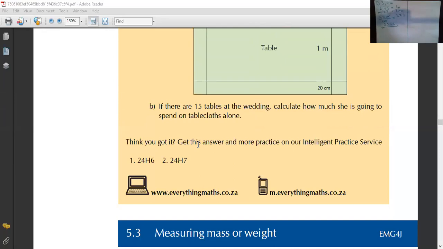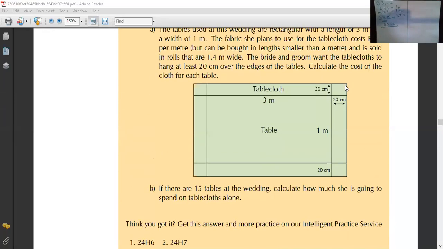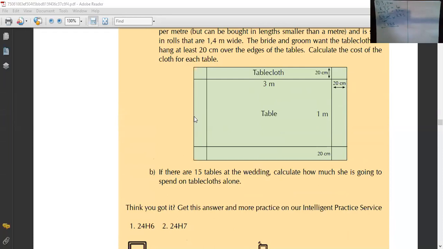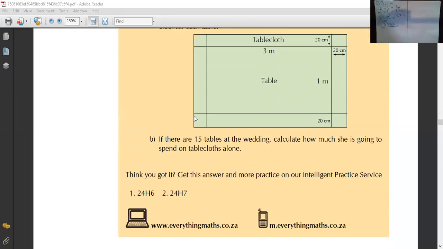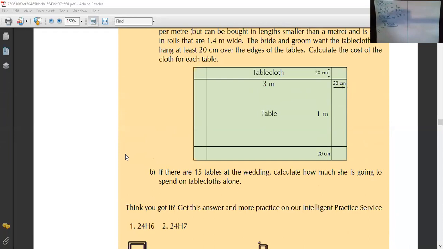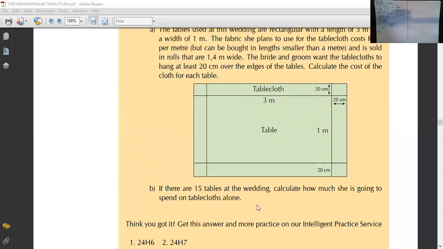So we are done with the first question. The total cost of the cloth for each table is going to be 255 rand. Let's move on to part B. This was part A. Part B says, if there are 15 tables at the wedding, calculate how much she is going to spend on tablecloth.